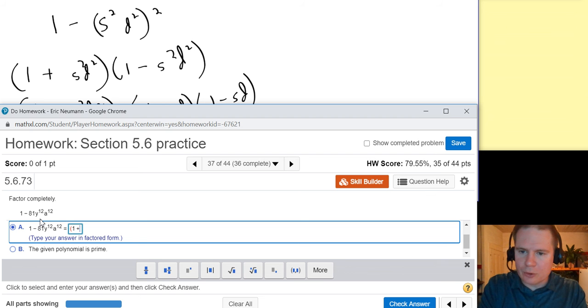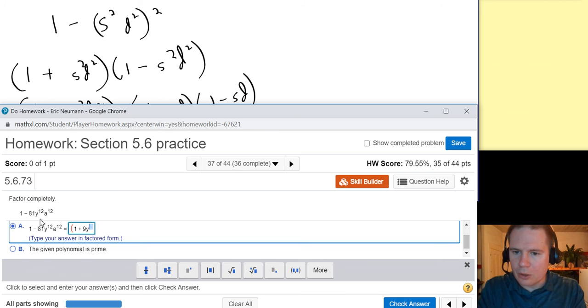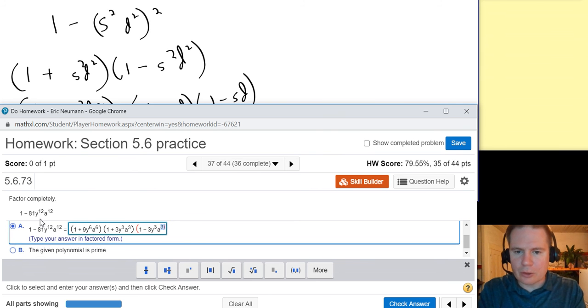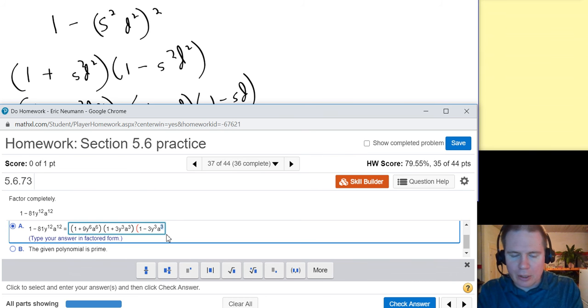So 1 plus 9y to the sixth a to the sixth, right, half of 12 is 6, then 1 plus 3y to the third a to the third, 1 minus 3y to the third a to the third. Oh, that's a mistake you don't want to make, right? I closed my parenthesis, but I forgot to put the right arrow. So I'm putting a parenthesis up in that exponent.